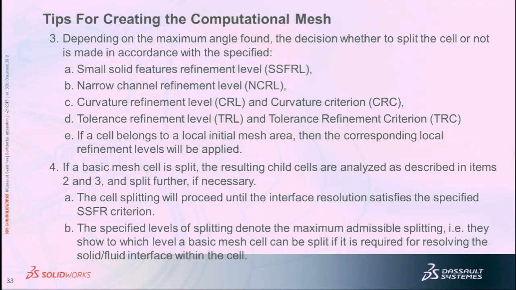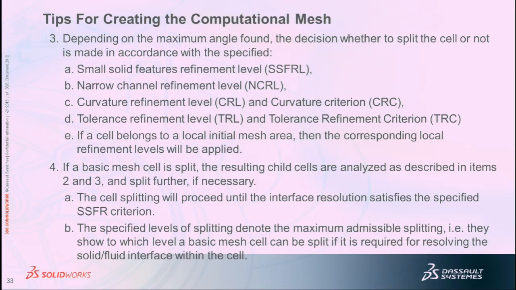Tolerance refinement, and if a cell belongs to a local initial mesh area, remember I showed you the example where we used the local initial mesh in the blast wave, the pressure wave that we were using. It actually recognizes that local initial mesh and does a nice smoothing process around it, because people who are involved in CFD understand that you can't have a large cell next to a small cell. It affects the numerical solver techniques that are going to try to reach convergence on that particular thing.